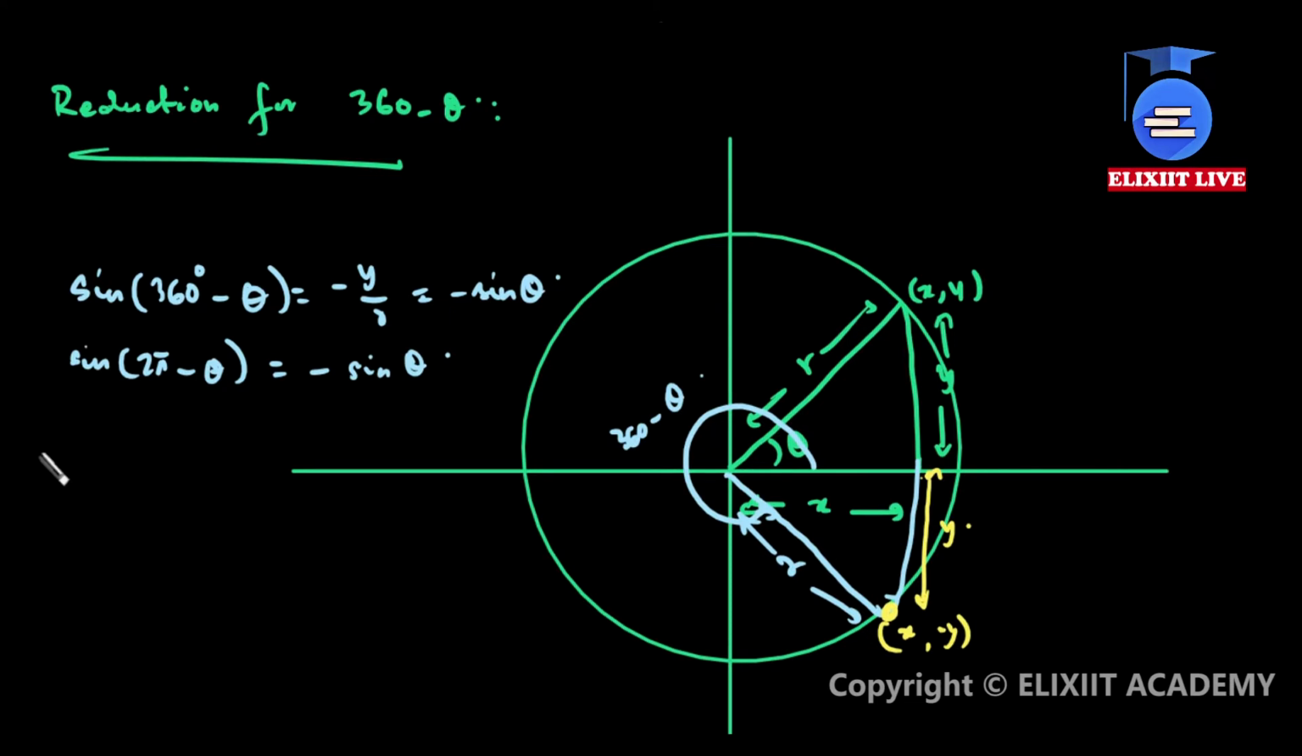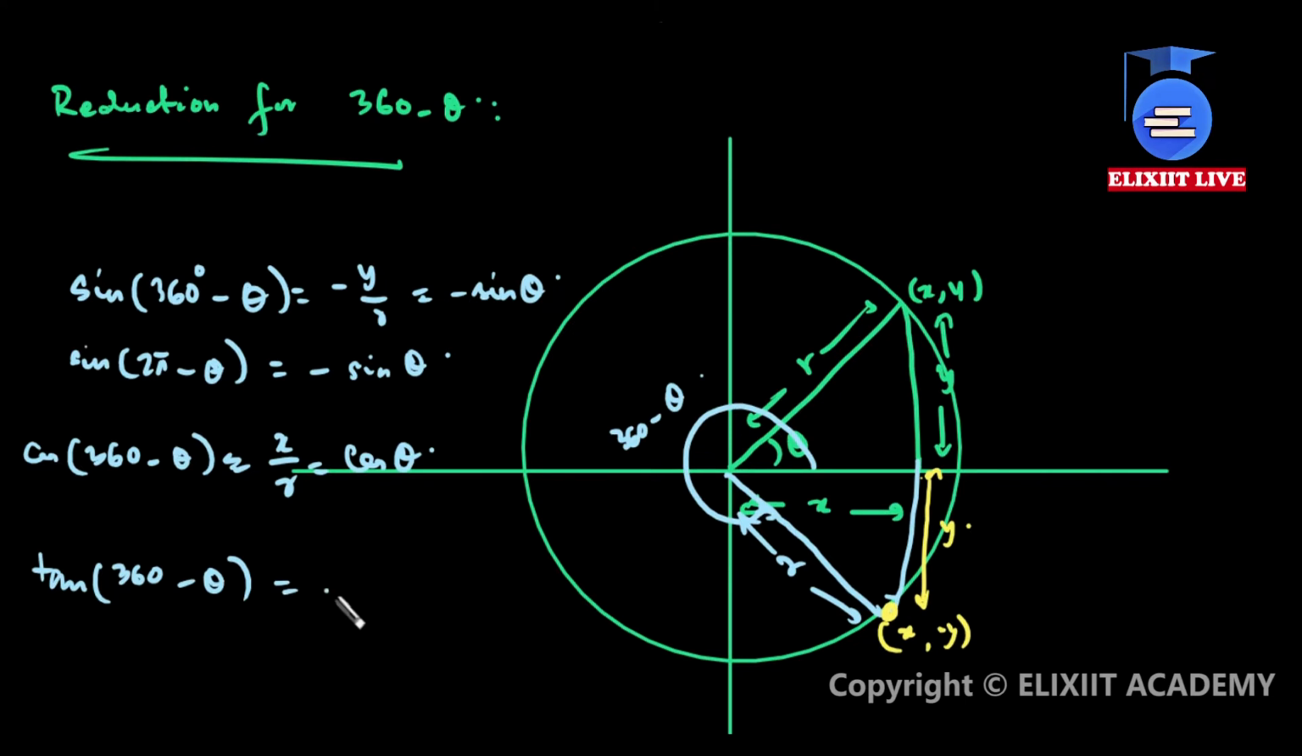Similarly, you can find out what is cos 360 minus theta. Cos 360 minus theta is x by r, base by hypotenuse. Originally x by r was cos theta, so cos 360 minus theta is cos theta. Clear? Gradually you can find tan 360 minus theta also. It will be minus sin theta divided by cos theta, which is simply minus tan theta.